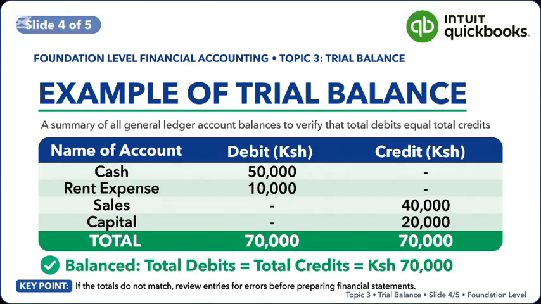Section 4. Example. Let's look at an example. Cash 50,000 debit. Rent expense 10,000 debit. On the credit side we have sales 40,000 and capital 20,000. Total debit is 60,000. Credit is also 60,000. They balance. That's what we want.